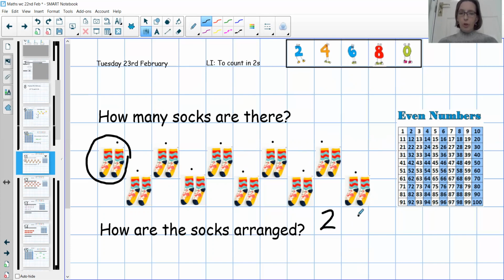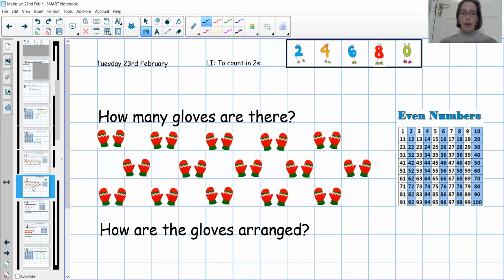So being able to group things into twos like this speeds that up, isn't it? Going 1, 2, 3, 4, 5 all the way to 20 would be a lot slower than us just now going 2, 4, 6, 8, 10, 12, 14, 16, 18, 20. So we can work out the answer quicker if we can group things in a nice pattern and count them quicker. So doing that, why don't you pause the video now and work out how many gloves I've got. Again, use the 100 square if you need to.